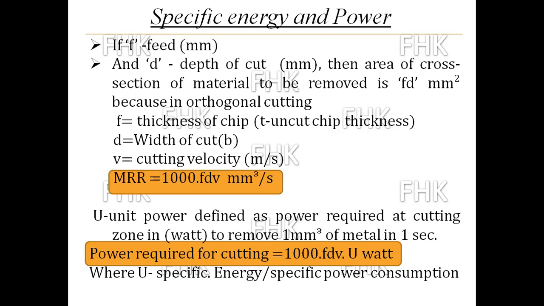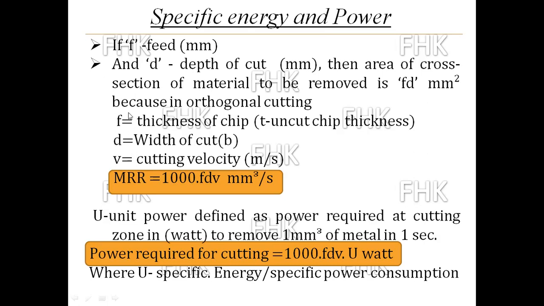Why? Because in orthogonal cutting, feed is considered as thickness of chip, and that thickness is nothing but t, the uncut chip thickness. And D, the depth of cut, is considered as the width of cut, which is b. So F is equal to t and D is equal to b. So this will become area: feed into depth of cut.